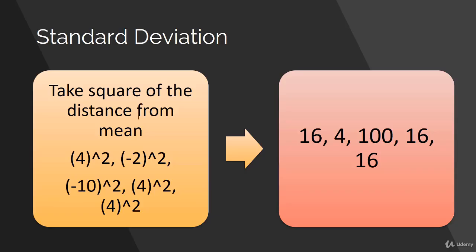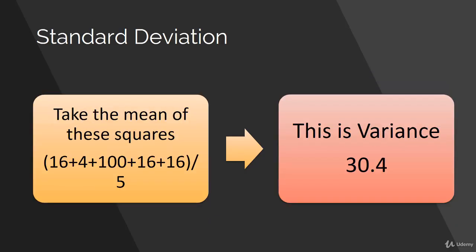So here I have that slide. Now if I take the average or mean of that, that will give me the variance. So I add all these numbers and divide by 5 items, and that will give me the variance here. So variance is 30.4. Remember we talked about two measurements of dispersion, standard deviation and variance. These are connected with each other.